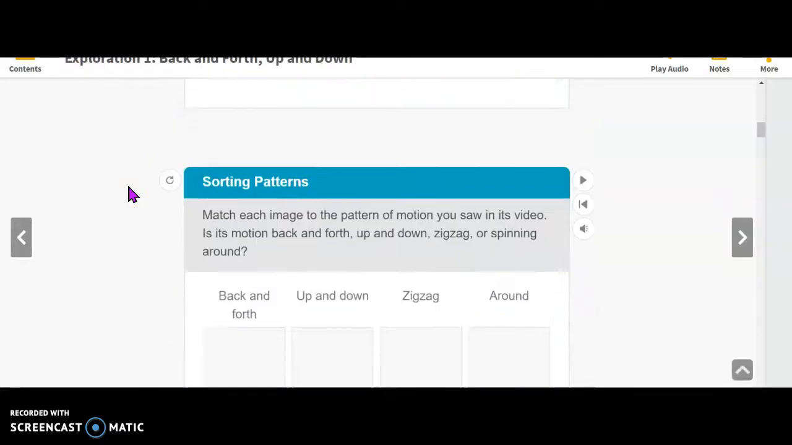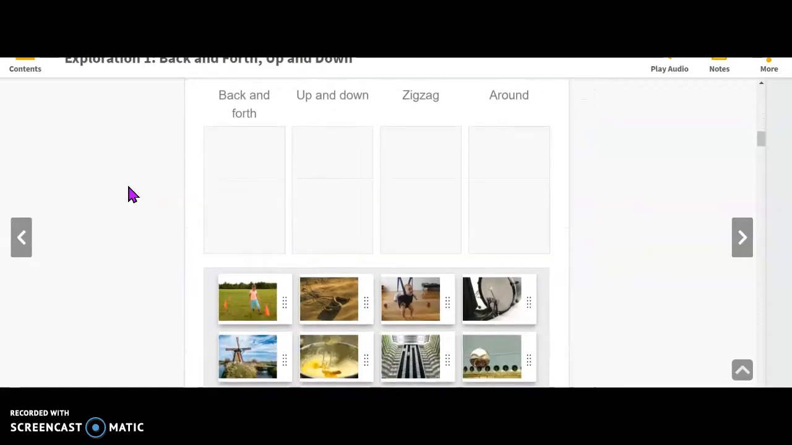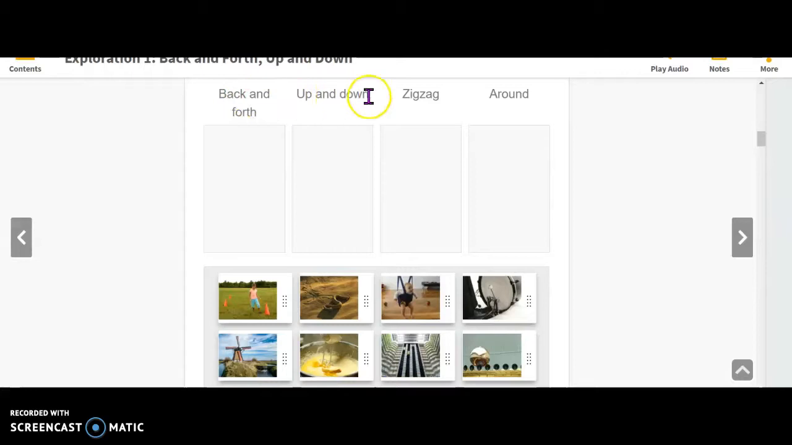All right, now it's time to check your work. So I'll put the correct picture in with the right motion. We have back and forth, up and down, zigzagging, around or spinning, and you should make sure that you have the correct one circled on your page.